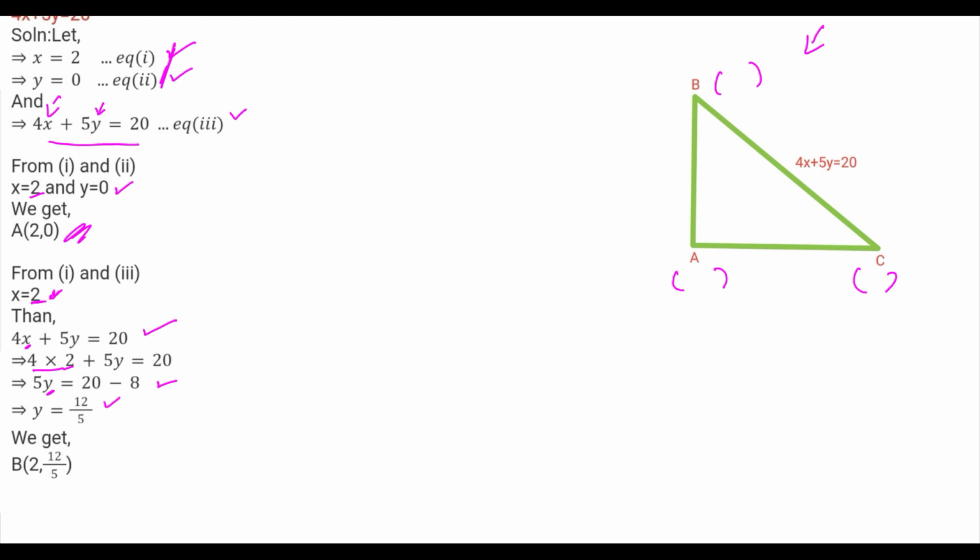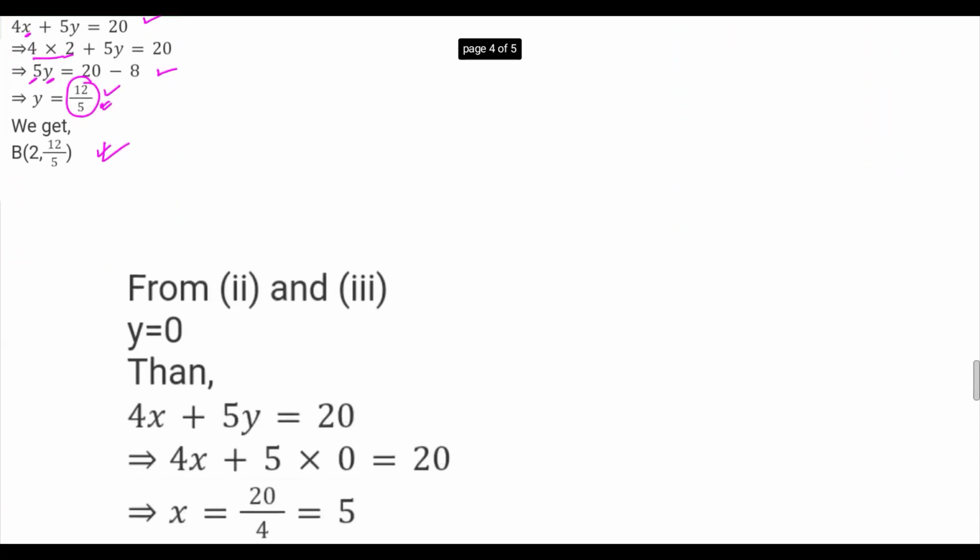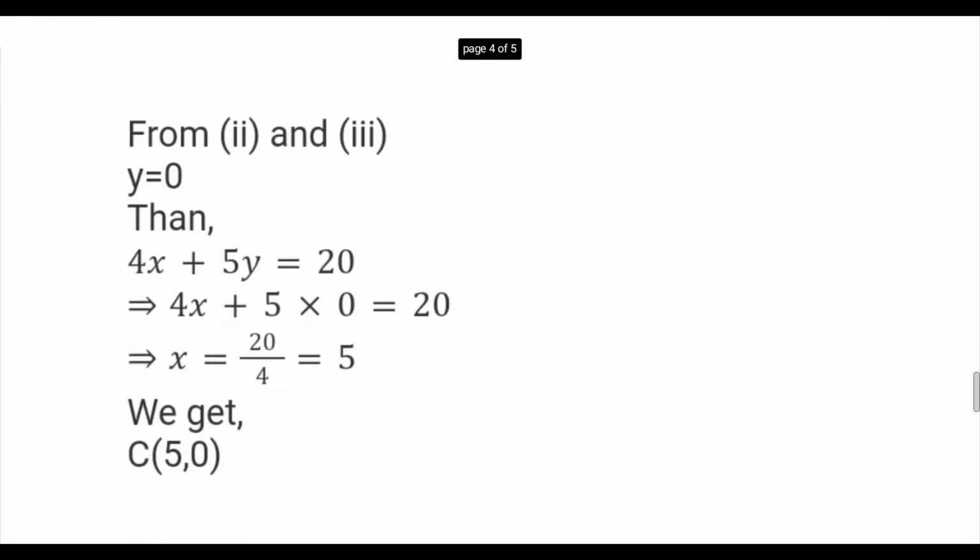We're trying to find y, so this 5 will go down, and so we'll get the coordinate of B to be equal to x is 2, then y we got to be 12 by 5. But we still need to find one more, so we're going to use equations 2 and 3.